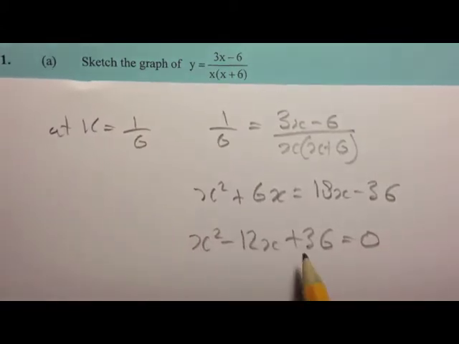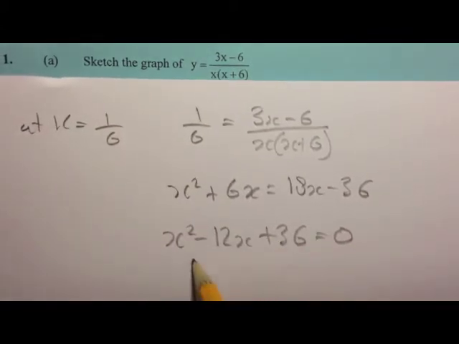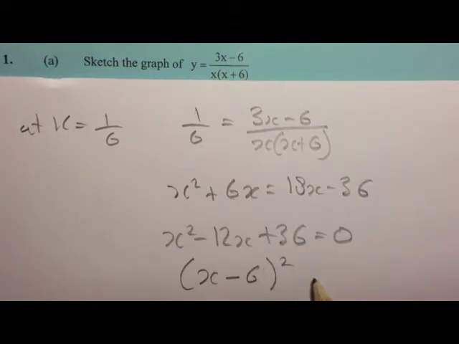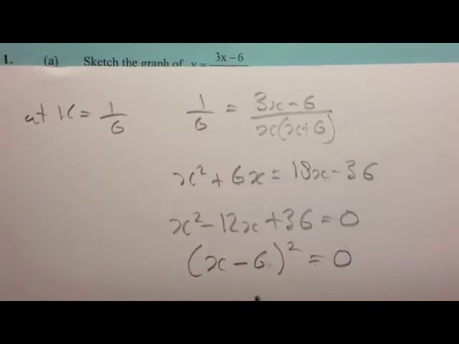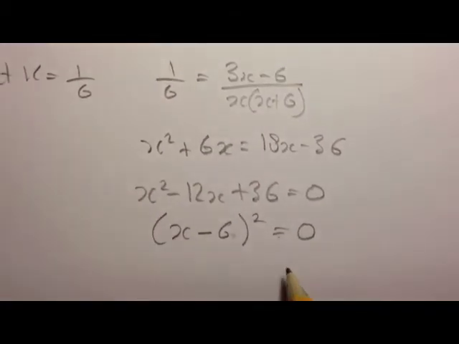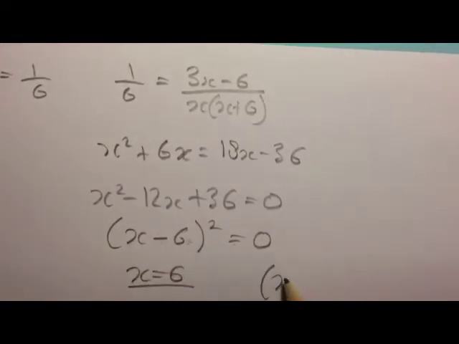And if we factorise our quadratic, we see it's got repeated roots, factorising to become (x minus 6) squared. Minus 6 squared gives me plus 36, and two lots of x times minus 6 gives me the minus 12x, so it's correct. So our first stationary point, the solution to this, is x equals 6, so our stationary point is at x equals 6, y is 1/6.